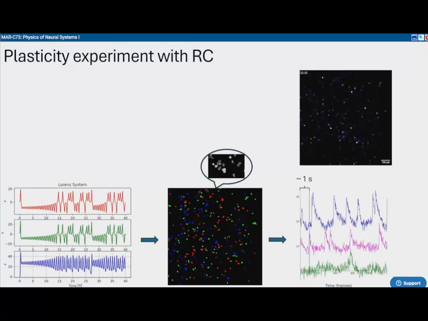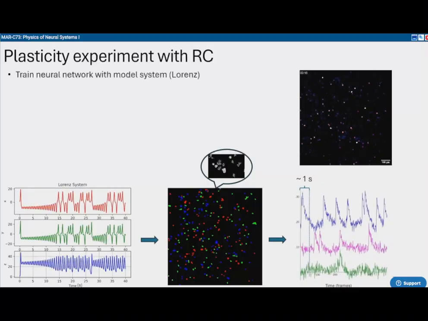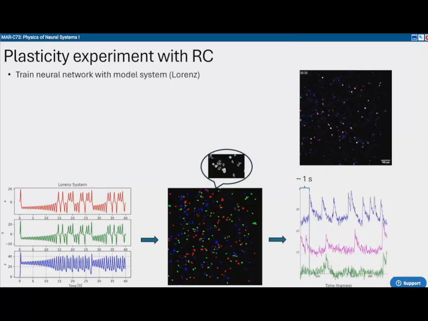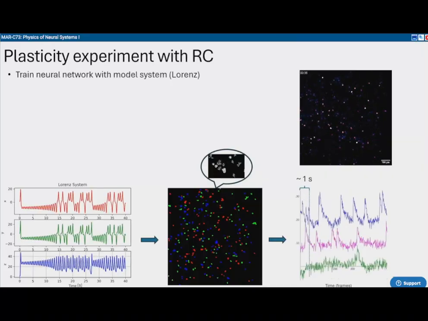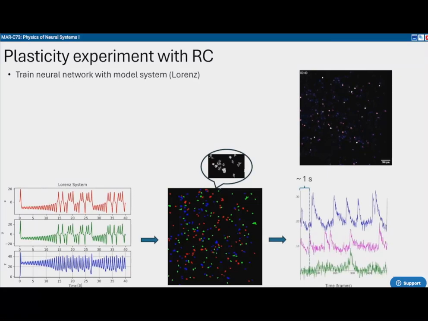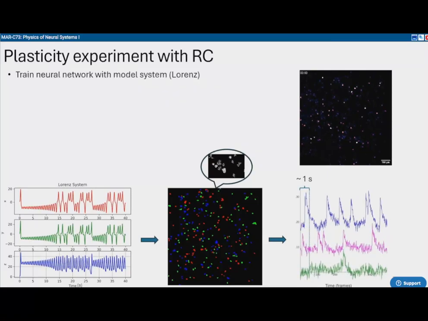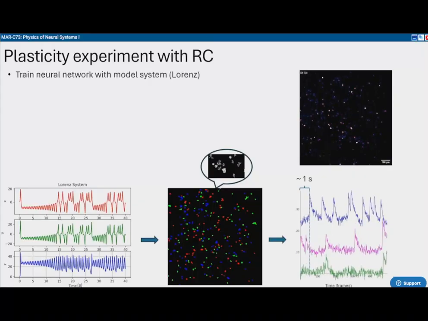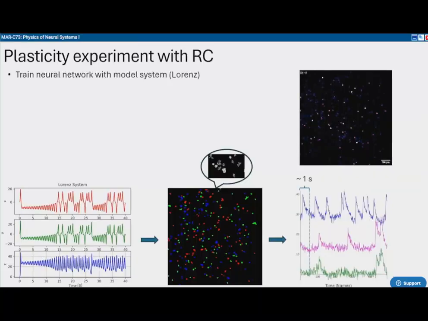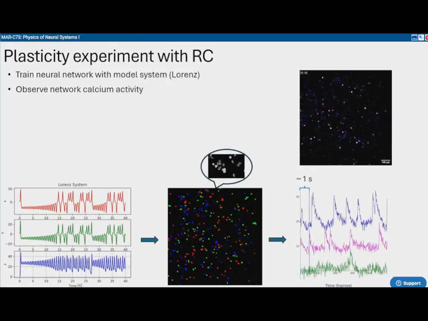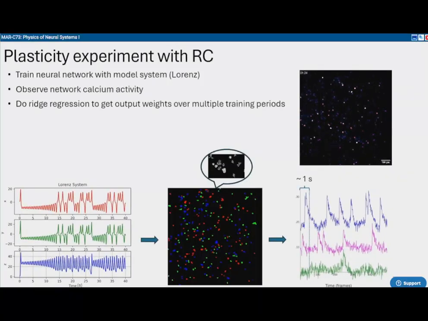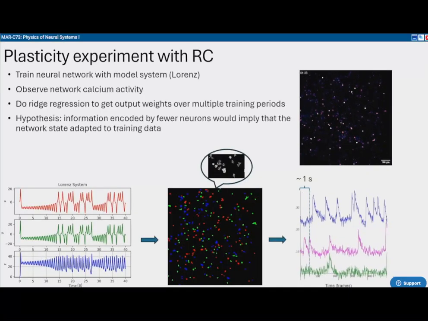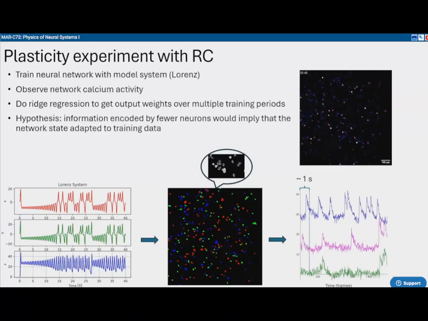In these experiments, you'll see now that we are actually inputting this training data. The way we do that is we segregate the cells into three groups for each spatial dimension of the Lorenz system, and then we use the photostimulation that we talked about earlier to input this data. You'll get output traces. This is just representative of the three different kinds, but you'll get output calcium activity. Then we do the same regression that we did earlier, but instead of just doing it once, we'll do multiple training periods. The goal is to see, did that distribution of weights change over time?